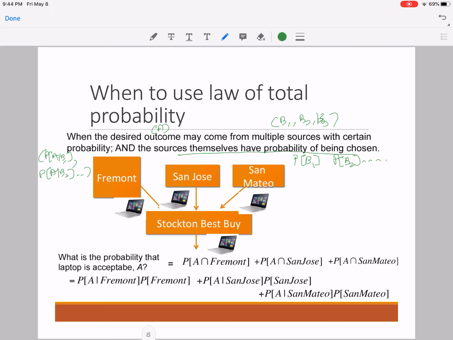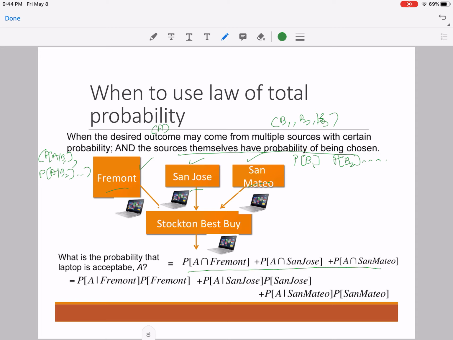So if I were to pick a laptop and I'm interested in finding whether this laptop is acceptable or not, I'm going to use the law of total probability, because the desired outcome, an acceptable laptop, is coming from these different sources, and these sources themselves have probabilities of being chosen because they sent different numbers of laptops to Stockton's Best Buy. Therefore, when I pick a laptop at Stockton's Best Buy, there's a certain probability that it may have come from one of these warehouses. So I'm going to apply the law of total probability right here.